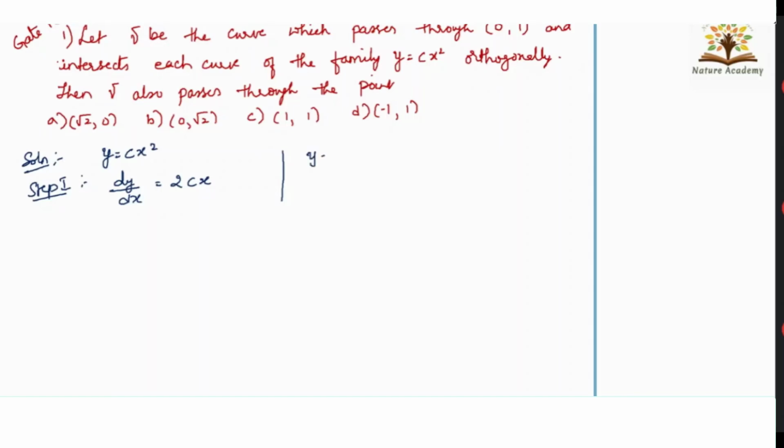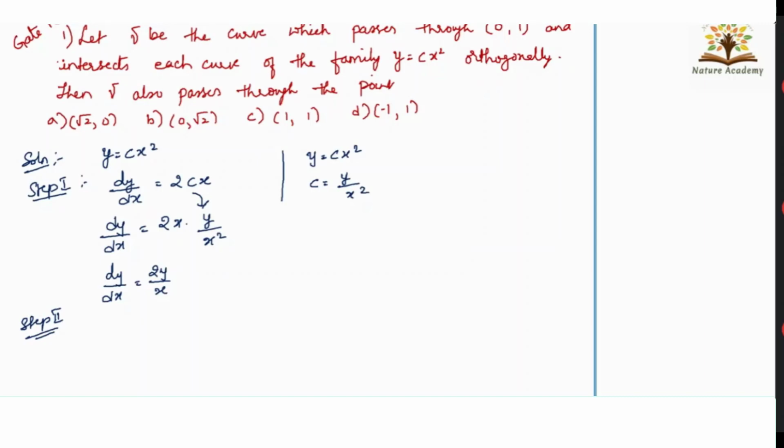They have given y equal to cx square. If c is there, it will be a problem every time to differentiate and then integrate it. Later on, if I want, I can put it back again. So my c will be equal to y by x square. Now dy by dx equal to 2x into, I'll put the value of c here, y by x square. So dy by dx will become 2y by x.